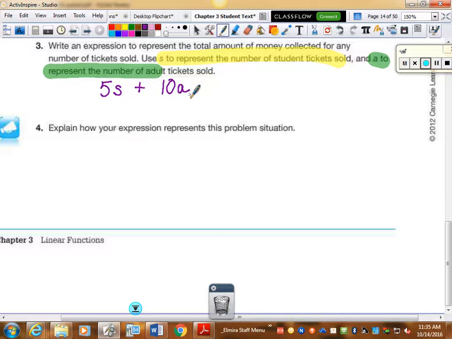Basically, guys, when you're reading these questions, it's going to sound like you have 2 rates of change and no y-intercept. That's what it sounds like. $5 per ticket sounds like a rate of change. $10 per ticket sounds like a rate of change. And we write them next to the variables. But they're 2 different variables. Okay? Alright, explain how your expression represents this problem situation. Well, that goes back to 2. We're multiplying 5 times the students and 10 times the adults.